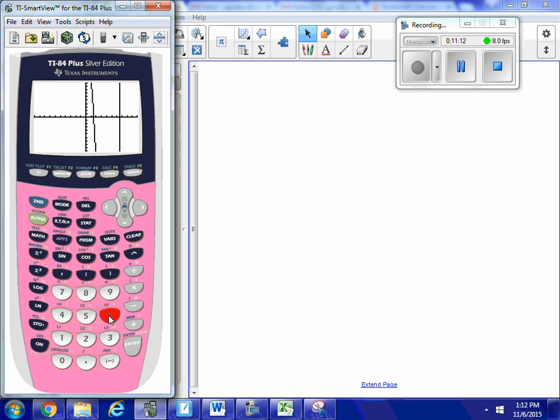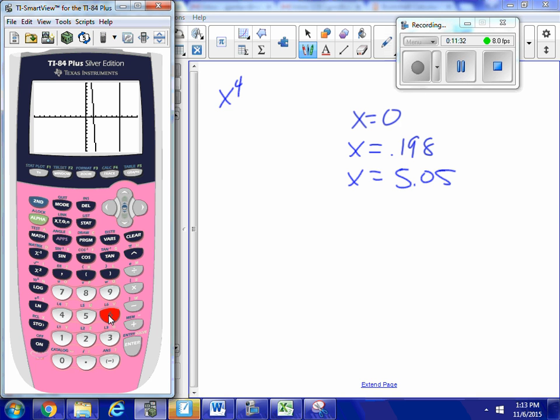Doesn't really help me a whole lot, but I do know that the points I am looking for are at x equals 0, at x equals 0.198, and at x equals 5.05. Now, I also know that the highest power of this function is x to the 4th, which means I'm going to have up, up end behavior. I have a positive leading coefficient, and I have an even power.